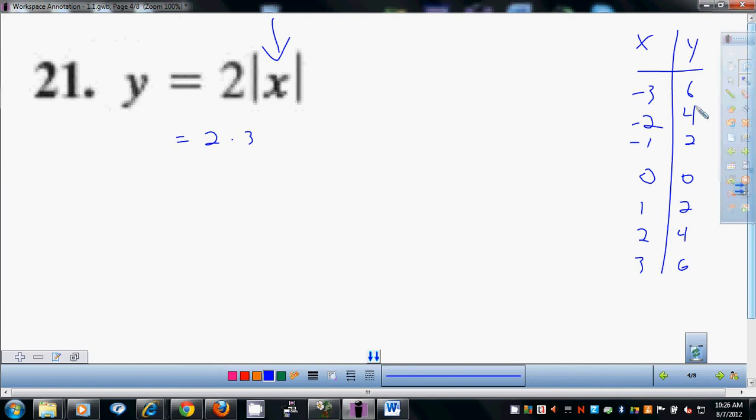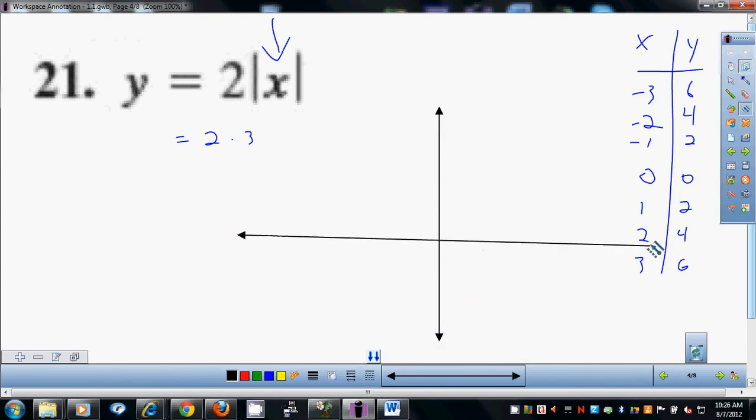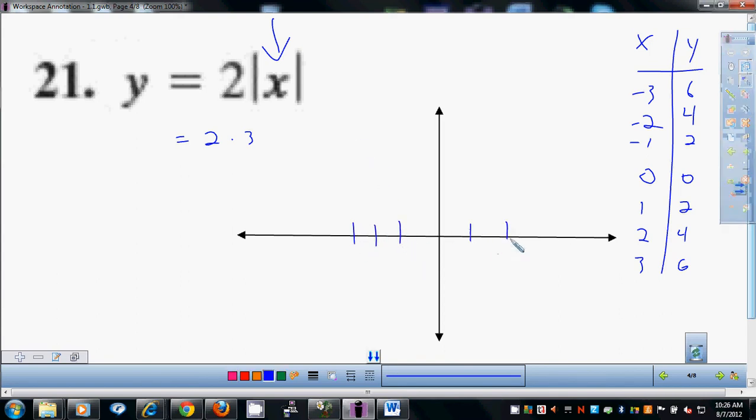Before I go any further, is there one of those that maybe I did wrong, or you think it should be something else, or you have a question on? All right, we're ready to plot them. Alrighty. 1, 2, 3, 4, 5, 6. So negative 3, 6. Negative 2, 4. Negative 1, 2. 0, 0. 1, 2. 2, 4. 3, 6. You should notice it forms a V shape. That's going to be something we're going to study a little later.